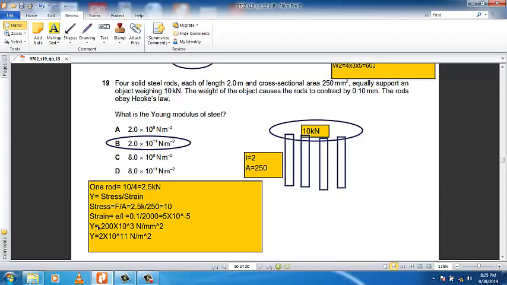So just plug in the values for the Young modulus, stress over strain. This becomes 2 into 10 to the power 11 newton per meter squared. Convert this millimeter into meter before finding the answer. It's B.